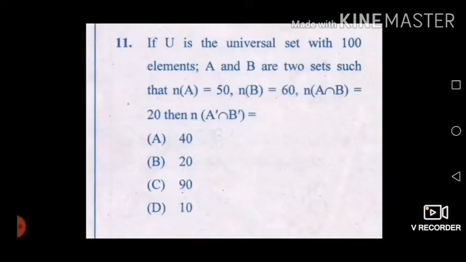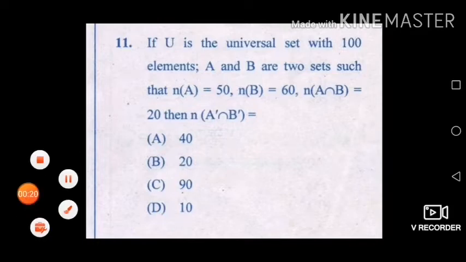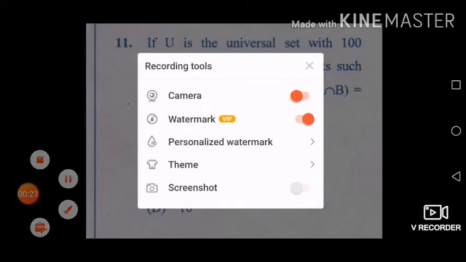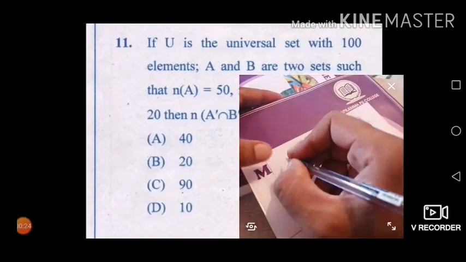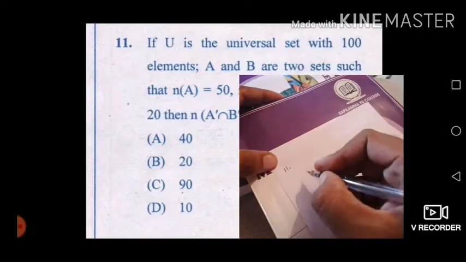Question number 11. It is an easy question for everyone, belongs to sets. If U is the universal set with 100 elements, A and B are two sets such that number of elements in A is equal to 50, number of elements in B is equal to 60, number of elements in A intersection B is equal to 20, then what is the value of A dash intersection B dash? To answer this question, we have to know De Morgan laws. Question number 11, very simple it is.